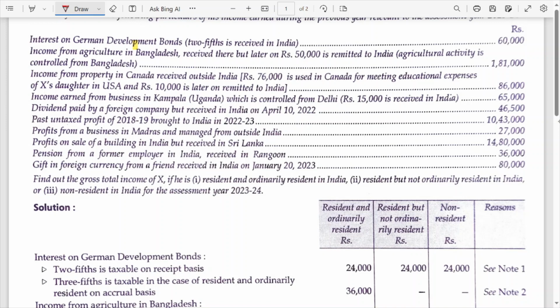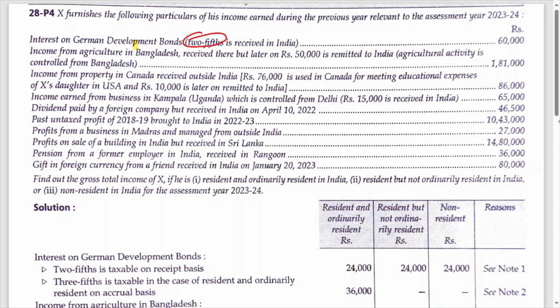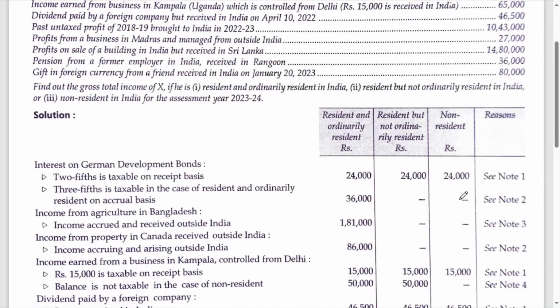So here it is a German development bond, so it is sure that it accrues or arises outside India. But now you have to check where it is received. It is received in India, but not the full amount is received in India. Only 250 is received in India. So in that case, you have to make two parts. First of all, interest on German development bond. So here you will make two parts.